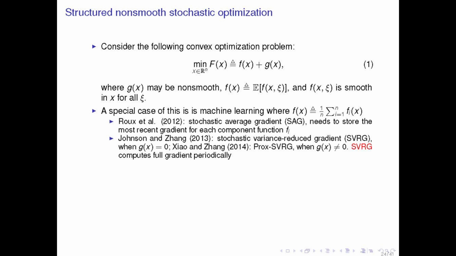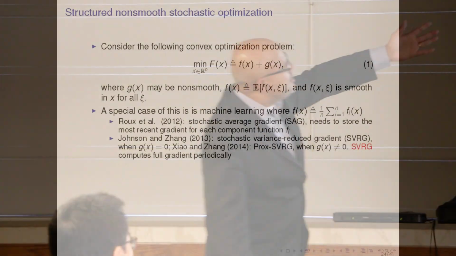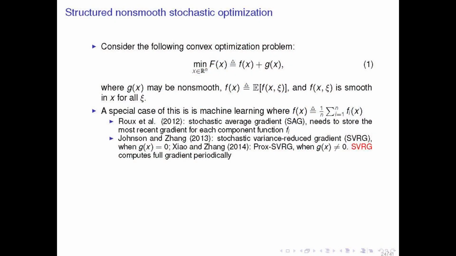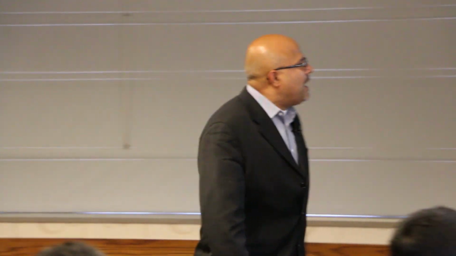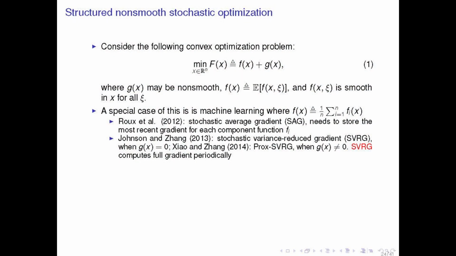Right? So a special case of this is machine learning, where f is given by a summation of f_i of x divided by n. And there's been work in this, and this is just an extremely paltry review of this literature. There are like millions of papers. In fact, while I'm talking, there were probably 4 published. Right? So there's work by Roux et al. where they looked at stochastic average gradient, where you actually store a gradient and update that stored gradient. And the de facto standard, based on what I've heard from some of my machine learning colleagues, is SVRG, which is stochastic variance reduced gradient, where they intermittently compute the full gradient, and then they compute a bunch of sample gradients.